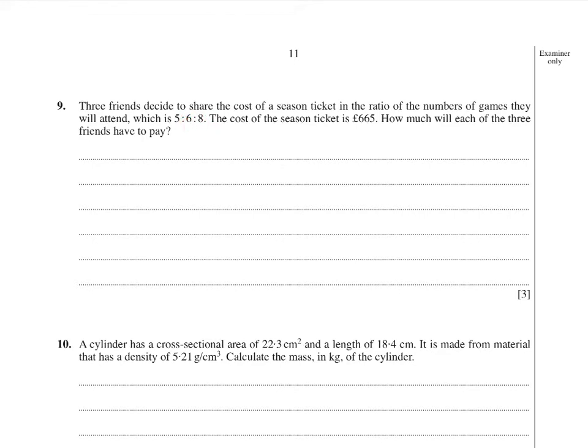It says 3 friends decide to share the cost of a season ticket in the ratio of the numbers they will attend, which is 5 to 6 to 8. The cost of the season ticket is 665. How much will each of these 3 friends have to pay?